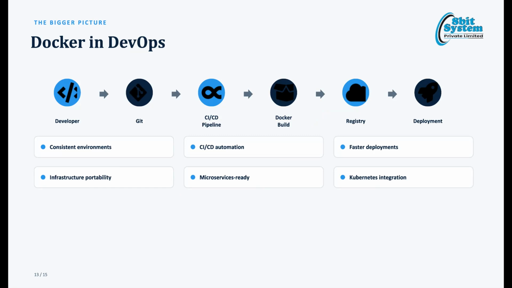Now, Docker plays a big role in modern DevOps. Here's an example: a developer writes code and pushes it to Git. That triggers the CI/CD pipeline, which automatically builds a Docker image, sends it to a registry and deploys it. Because the container behaves the same way everywhere, teams get more consistent, faster and more reliable deployments. The same idea is also what makes tools like Kubernetes possible.